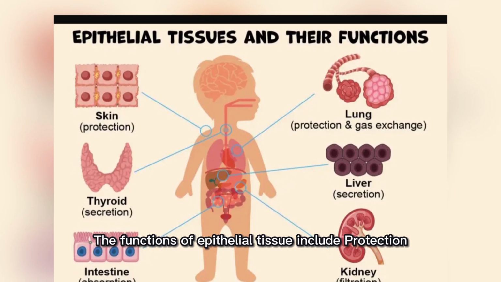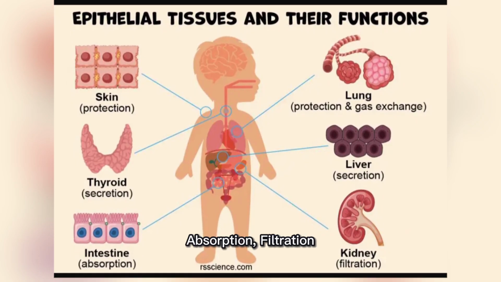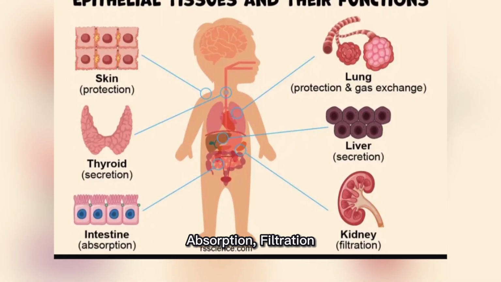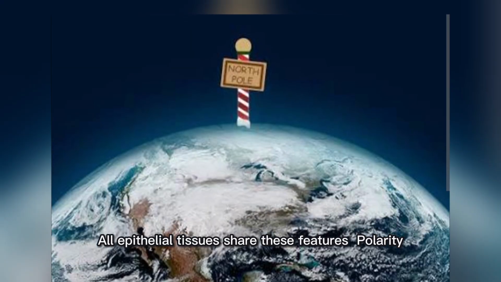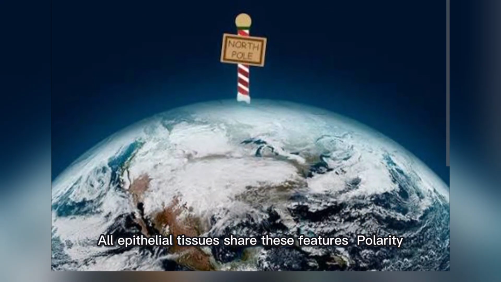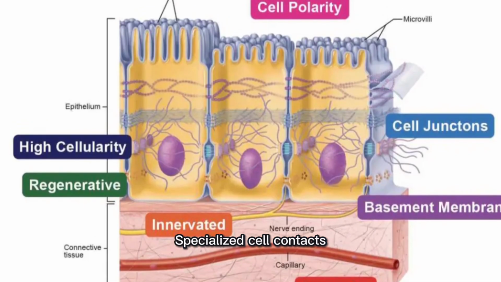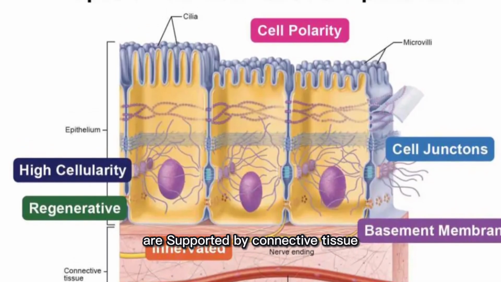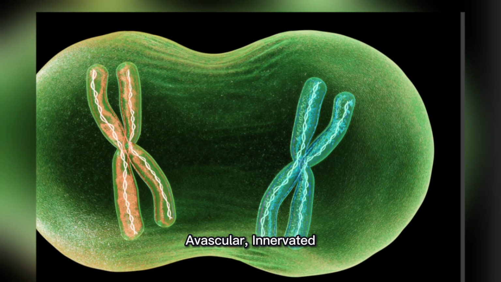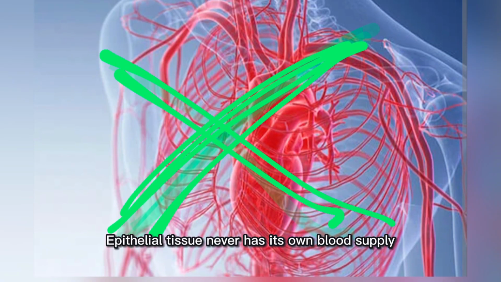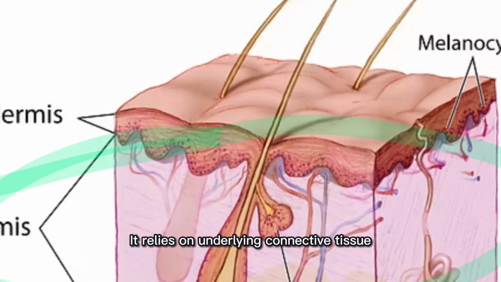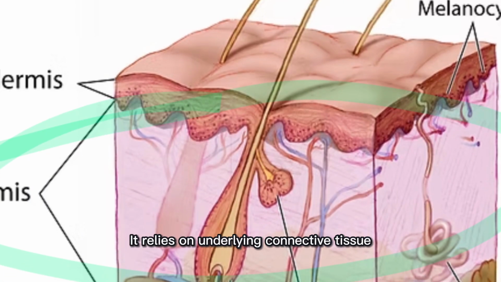The functions of epithelial tissue include protection, absorption, filtration, sensory reception, excretion, and secretion. All epithelial tissues share these features: polarity, specialized cell contacts, support by connective tissue, avascular, innervated, and a high mitotic rate. Epithelial tissue never has its own blood supply. It relies on underlying connective tissue.